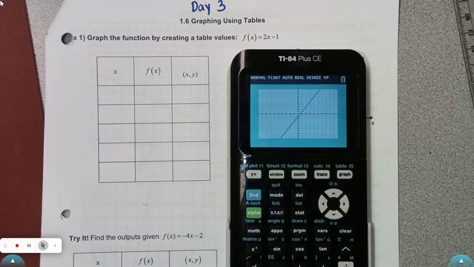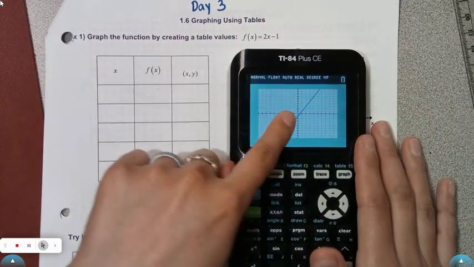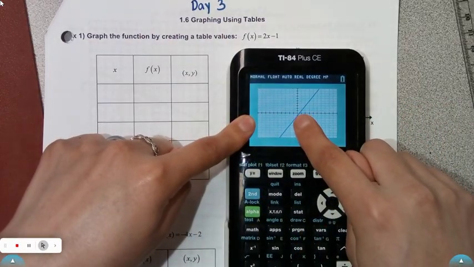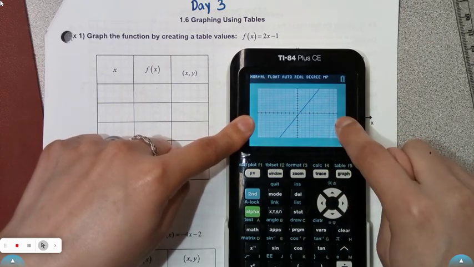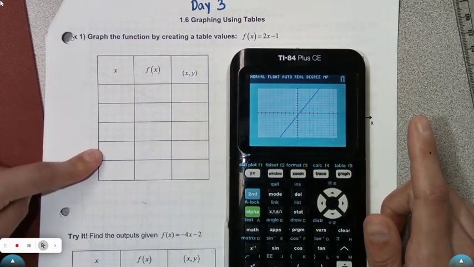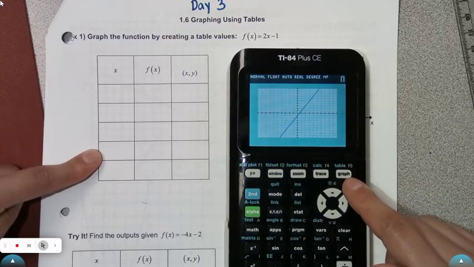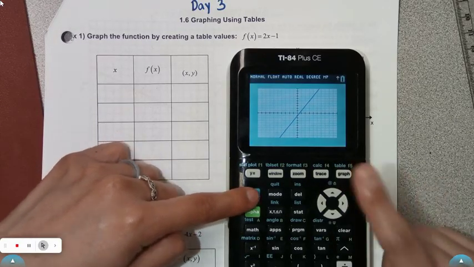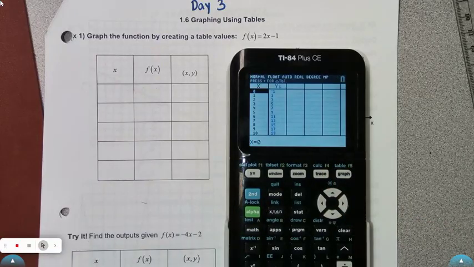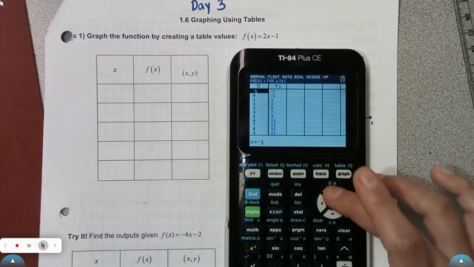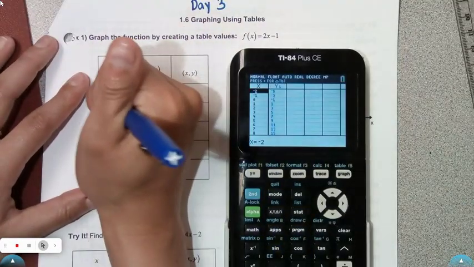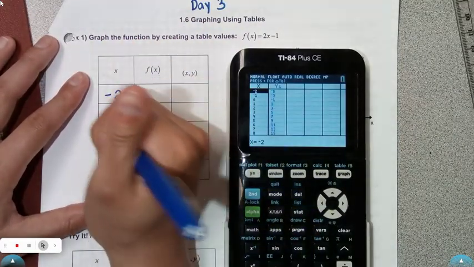And when I make my table, I want values on the left and on the right side, meaning I want values to the left of the 0, and then I want numbers to the right of the 0, so this side over here. So that's what I want to keep in mind when I'm picking my numbers. Then to access the table, we're going to go to second graph. So second graph, and now I have my table. Like I said, I want to accommodate both the left and the right side. So I'm going to start off with -2, and I'm going to go up by ones.